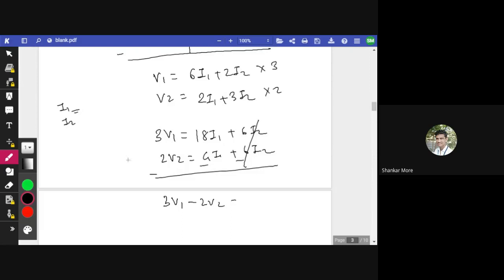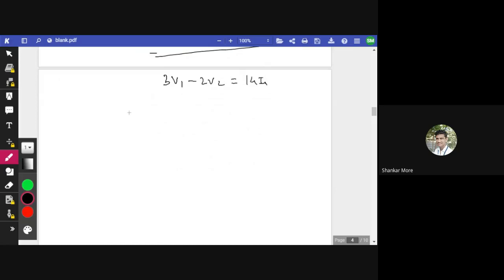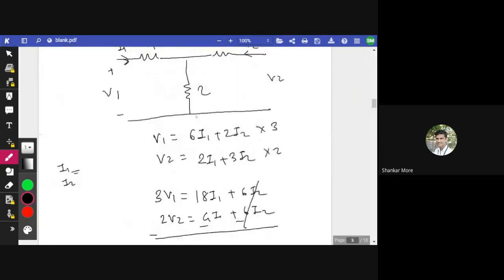3V1 minus 2V2 is equals to 14 I1, and I1 will be equal to 3 by 14 V1 minus 2 by 14, or simply we can write 1 by 7 V2. All right. So here y11 is equals to 3 by 14, y12 is equals to minus 1 by 7. Now from these equations we have to calculate I2 as well, right? For I2 we don't need I1.